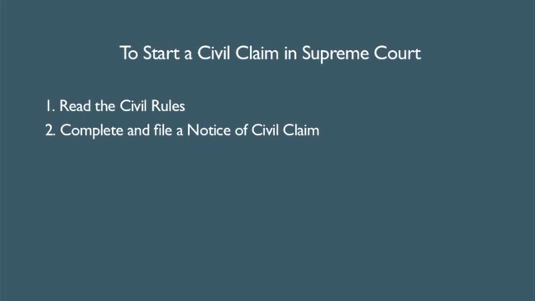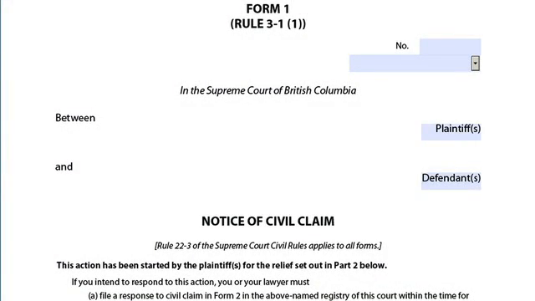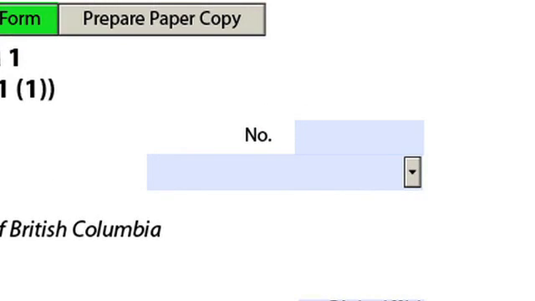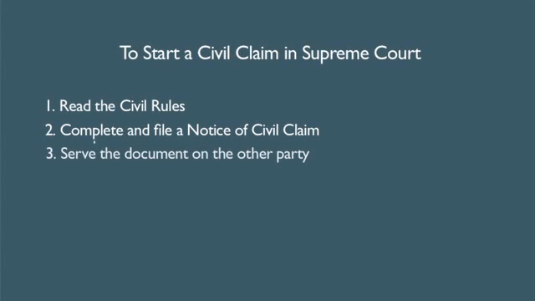When you have completed the Notice of Civil Claim, you must file it in the Supreme Court Registry along with a filing fee of $200. Once this is done, the action will be assigned an action number in the top right corner, which you must always include on every document you file with the court in the action. You must then serve the notice of civil claim on the party you are suing. Rule 4-3 tells you how you must do so.